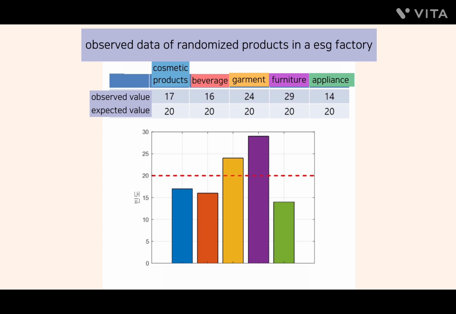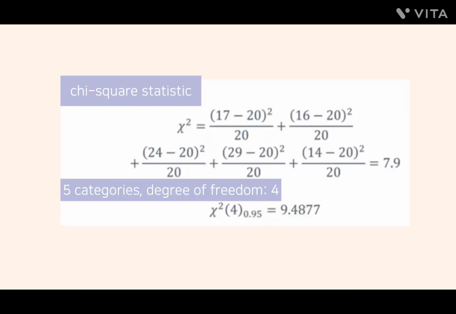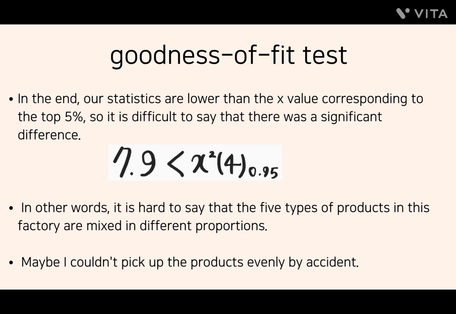When the result comes out like this table, it can be assumed that this factory made the most furniture, because the actual count has the most furniture. Using the chi-square statistic, you get a value of 7.9. The top 95% chi-square value is 9.48, since there are 5 categories and the degree of freedom corresponds to 4. In the end, our statistic is lower than the value corresponding to the top 95%, so it is difficult to say that there was a significant difference. In other words, it is hard to tell that the 5 types of products in this factory are mixed in different proportions. Maybe I just couldn't pick the products evenly by accident.